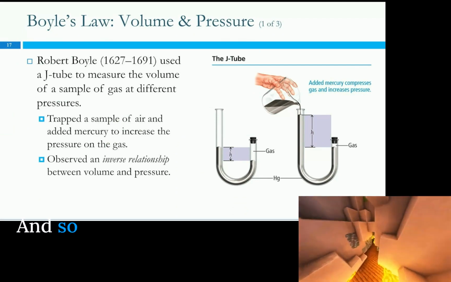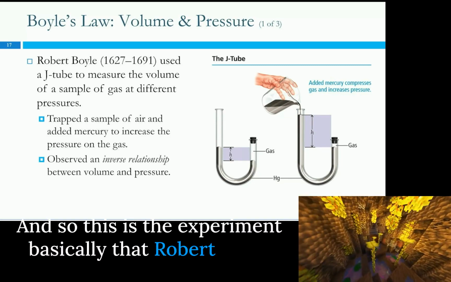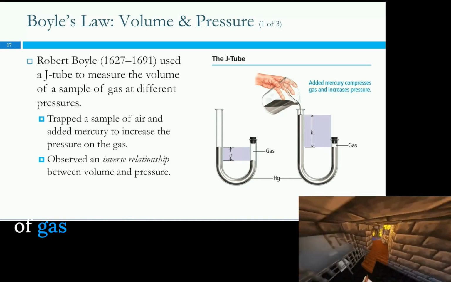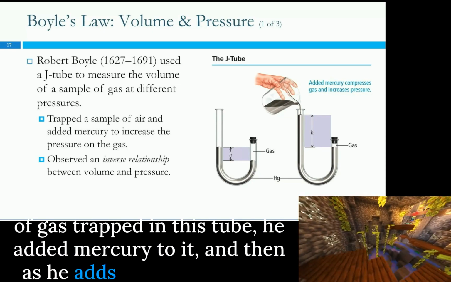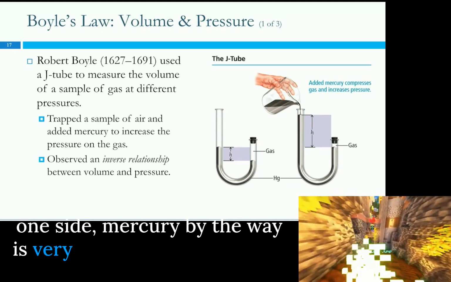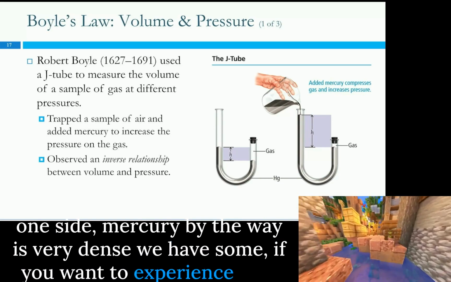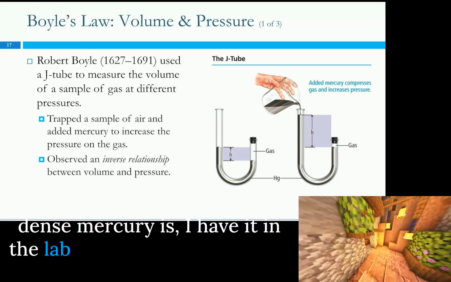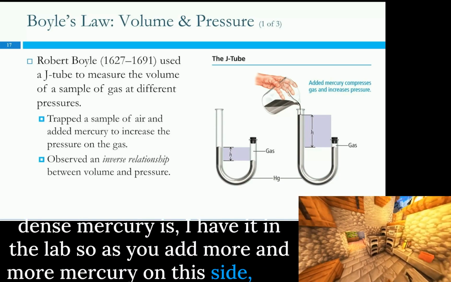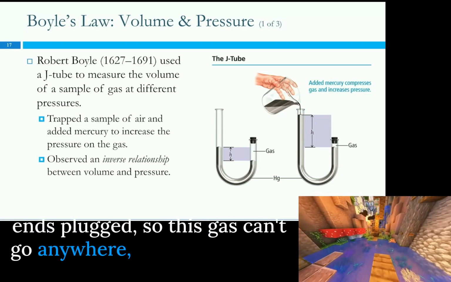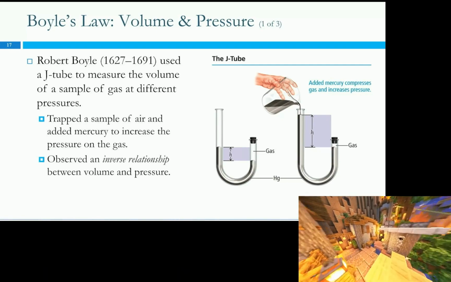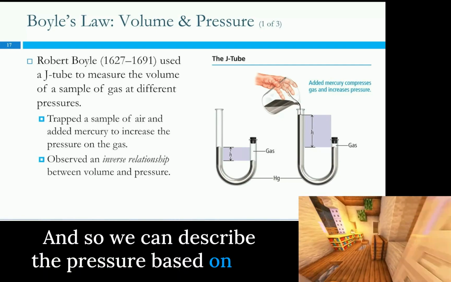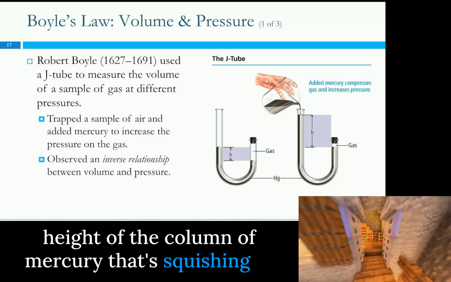And so this is the experiment that Robert Boyle did. He had some amount of gas trapped in this tube. He added mercury to it, and as he adds more mercury to one side, mercury, by the way, is very dense. We have some. If you want to experience how dense mercury is, I have it in the lab. As you add more and more mercury on this side, this end's plugged, so this gas can't go anywhere, and this gas gets more and more compressed. And so we can describe the pressure based on the height of the column of mercury that's squishing it.